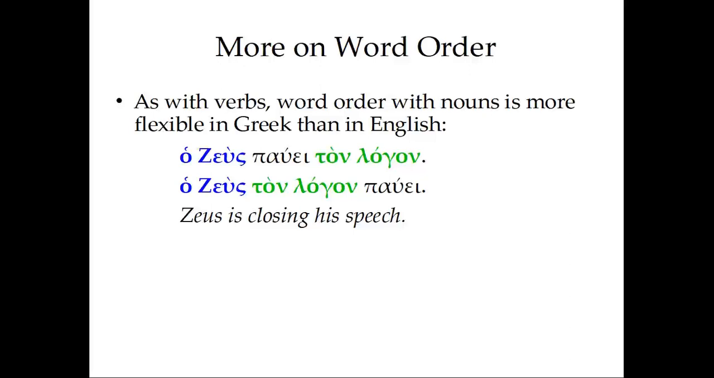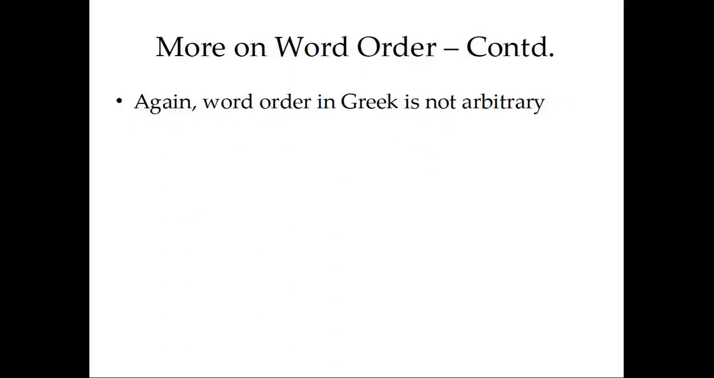Again, the ton, the form of the definite article there, accusative masculine singular, is being translated here. I've chosen to translate it as this possessive, his speech. Literally, a translation of this might run something like, "the Zeus stops or pauses or closes the speech." The Zeus closes the speech. But that doesn't sound right, obviously, so we have to do something more with it. Zeus is closing his speech sounds like much more idiomatic English and is not inelegant.